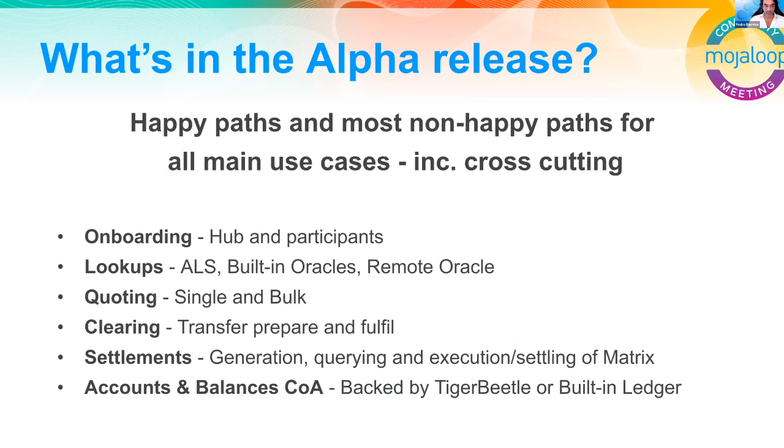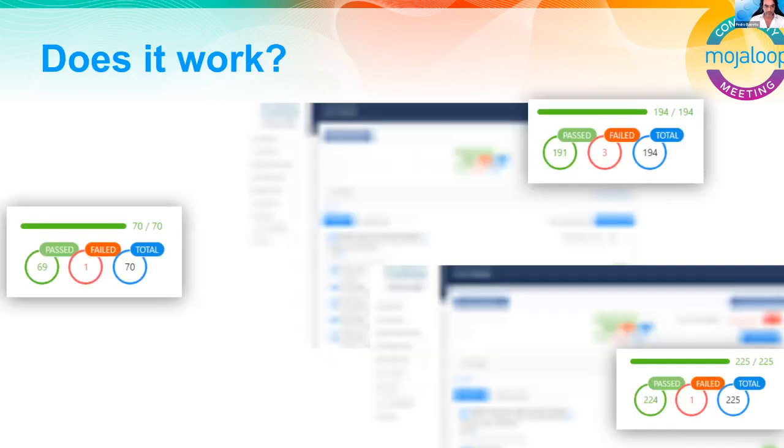What is in the alpha release? All of the happy paths and most of the non-happy paths. This is important. There's still a couple of things that are not in there, but again, this is an alpha release. We need to always be reminded that this is alpha. It's not even a beta. But the functionality is pretty much all there.